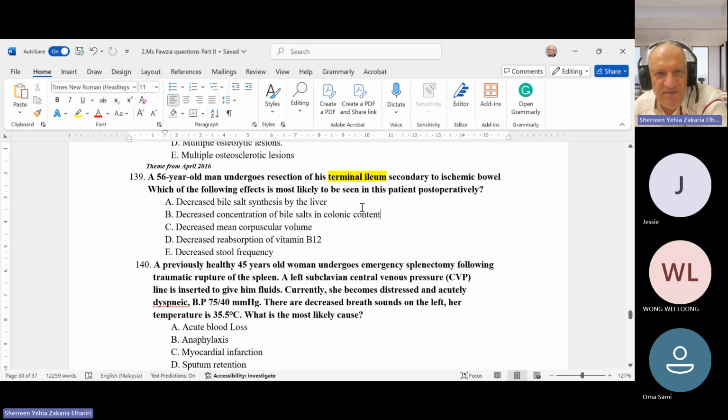Come to our question. So resection of terminal ileum, secondary to ischemic bowel, but the common cause of resection of terminal ileum is Crohn's disease. Which one of the following effects is most likely seen in the patient post-operatively? Of course, in the post-operative period, the important one is decreased reabsorption of vitamin B12. Okay.